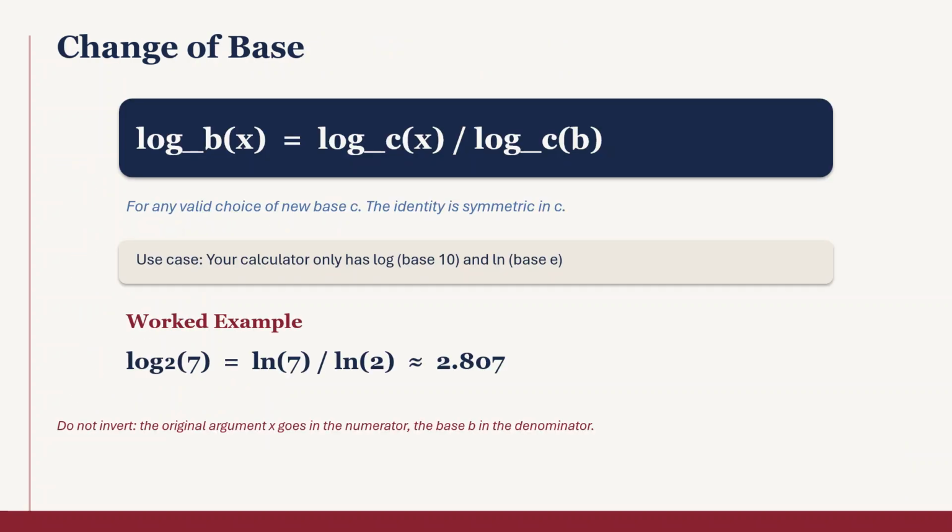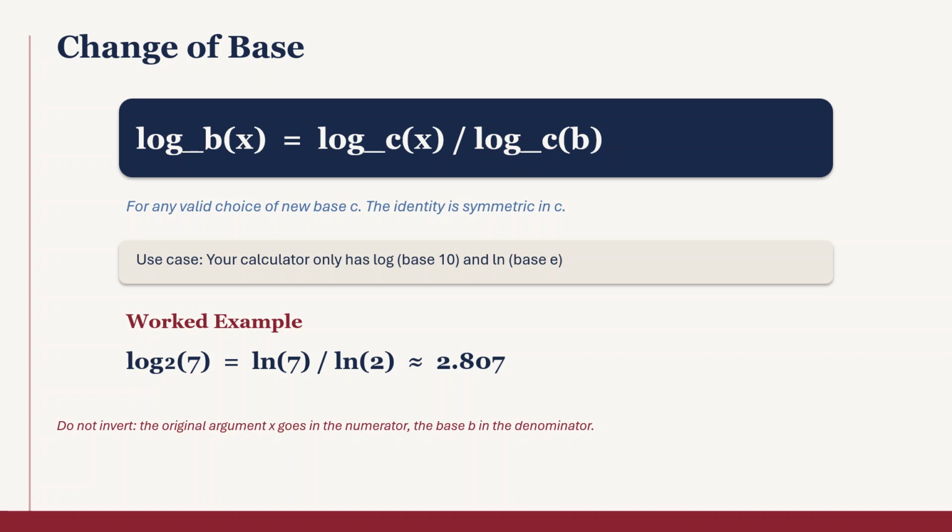Change of base. The identity: log base b of x equals log base c of x divided by log base c of b for any valid choice of new base c. This is useful when your calculator only does log base 10 and natural log base e, but you need a log in some other base.